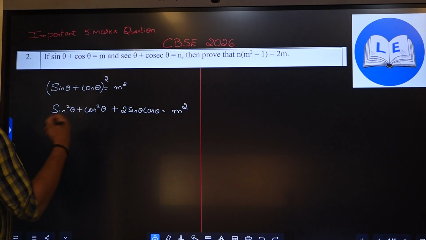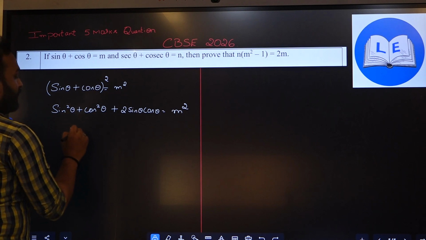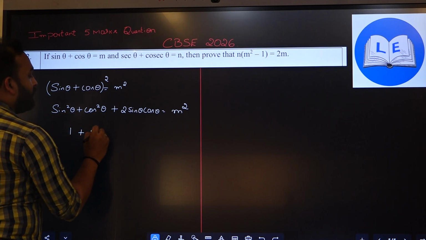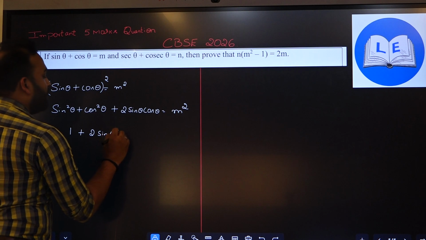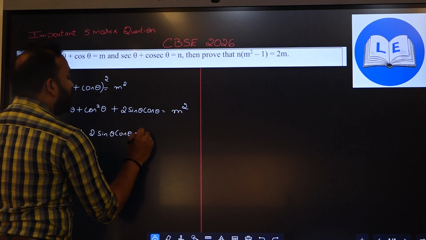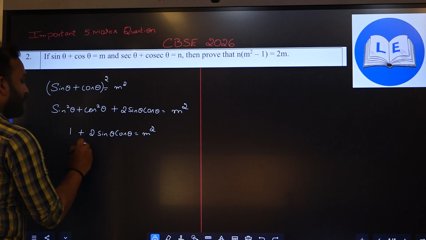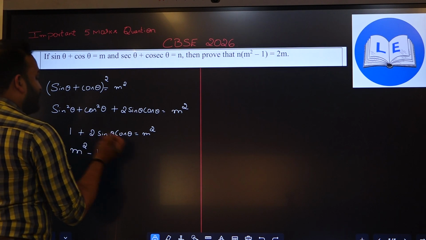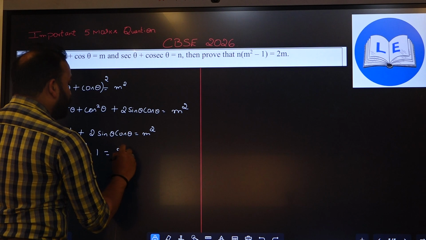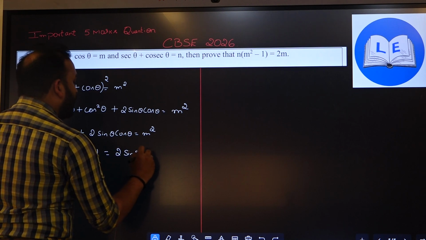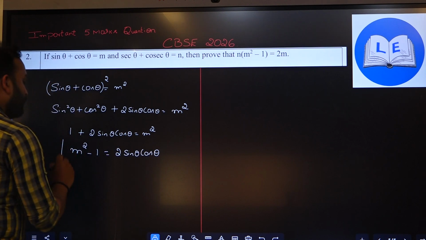And they have asked us to find what is m square minus 1. You know sine square theta plus cos square theta is 1. So it becomes 1 plus 2 sine theta cos theta. This is equal to m square. And if you are finding what is m square minus 1, just subtract 1 from this. So it becomes 2 sine theta cos theta. I hope this is clear for all of you.